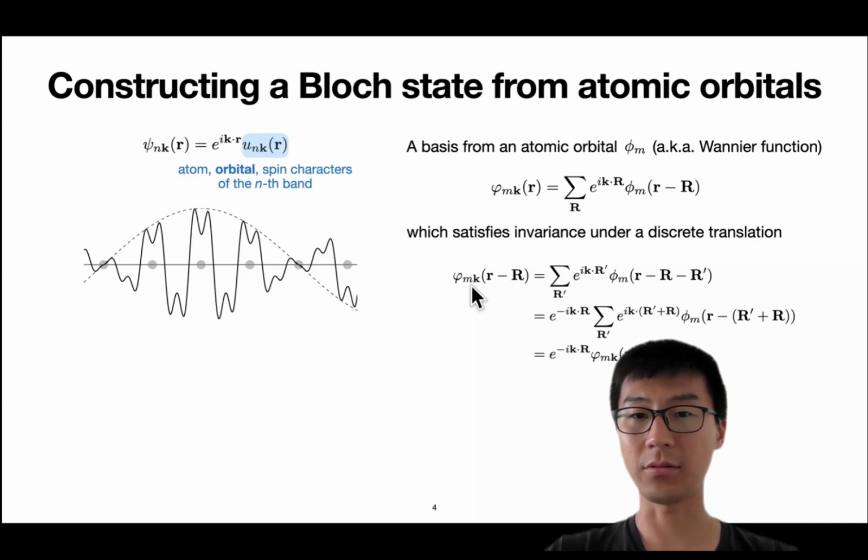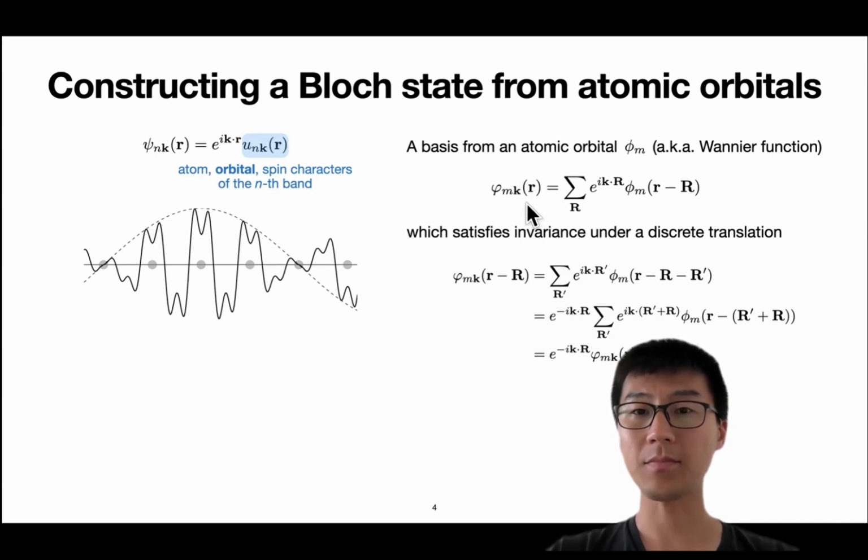One can easily show that by translating this function by a lattice vector R, you can replace the variable in the definition of the Bloch function as shown in this way. Please check on your own. And at the end, what we find is that we get the eigenvalue of the translation operator by R. So indeed, this state is invariant under discrete translation, meaning it's a good state for describing electrons in a periodic solid.